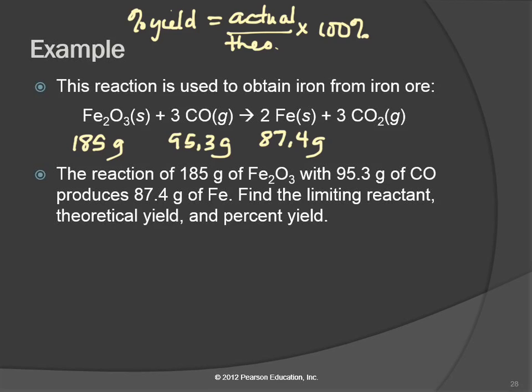You actually make them. You have to actually do it. This is a problem on a screen, right? We're not doing an experiment. How would we know how much is actually made? They have to tell us. So this number right here, it says this reaction produces this much iron. That's the actual yield. In a problem, they have to give you the actual yield. So we need to identify this is the actual yield.